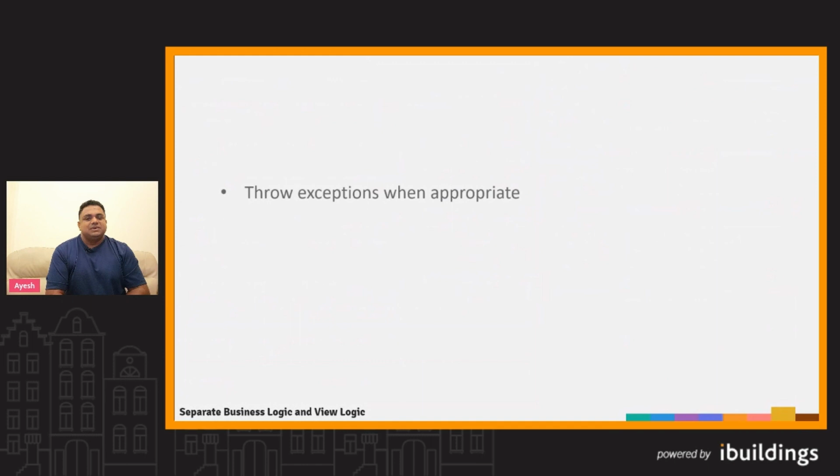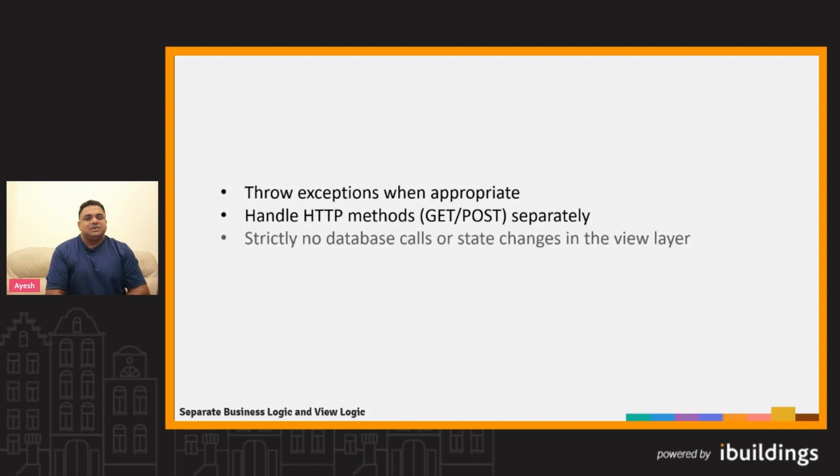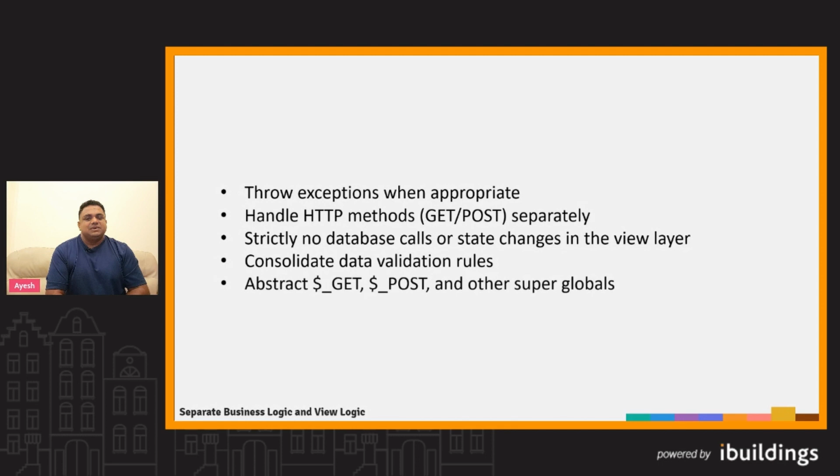The recommendations, not rules, are: don't throw exceptions everywhere, and don't handle all the HTTP methods in the same file. Separate them. And on the view layer, you're not supposed to make additional database calls or API calls. It's strictly separated. We consolidate all of the validation rules in the same place. And if it's possible, don't use get and post values directly. Try to abstract them so it's very easy to test in the next steps eventually.